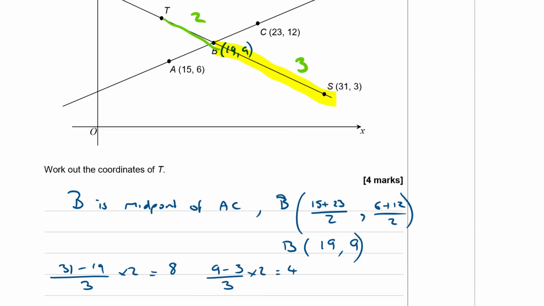So if I go 8 units to the left of B, I'm going to be at 11. 19 take away 8 is 11. And if I go 4 units up from B, 9 plus 4 is 13. So I'm going to get the coordinates of T of 11, 13.